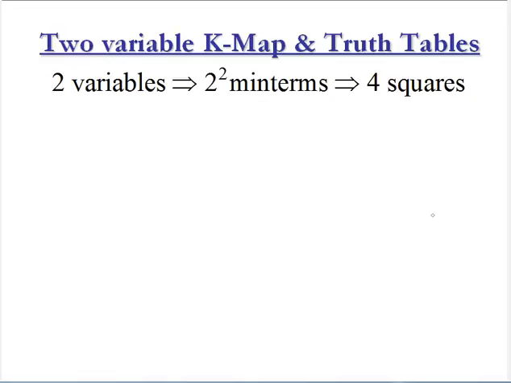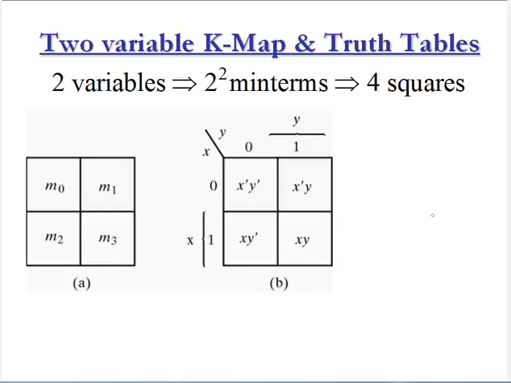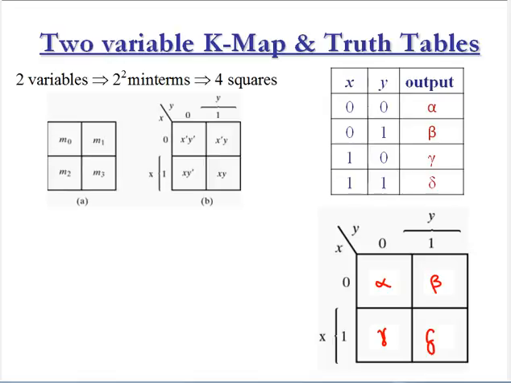We have 2 to the power of 2, 2 minterms, or 4 squares. We look at those 4 squares in terms of the minterms. We have to be able to load a truth table into our Karnaugh map.